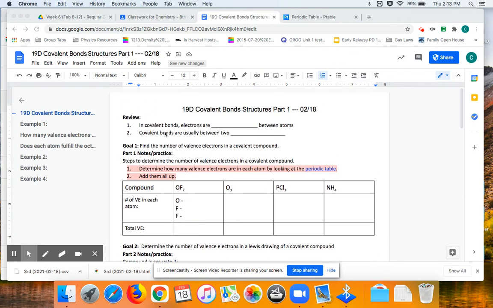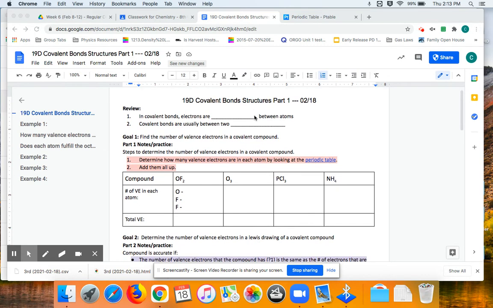We're going over the notes in case you were absent or late from 19D, covalent bond structures, part 1. First bit: in covalent bonds, electrons are shared. You hopefully know this, but this is review from the last few days. It was in that puzzle and the stuff we did yesterday. Next, covalent bonds are usually between two nonmetals. This was from Tuesday's assignment 17D. If that is completely foreign to you, go do that assignment.